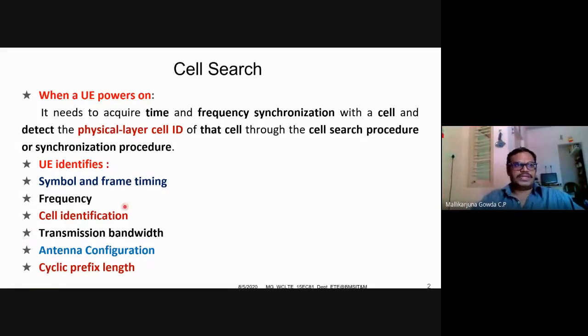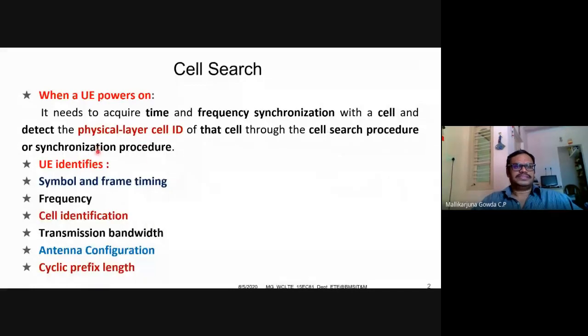As I said, as soon as you switch on your mobile phone, which we call the user equipment, it will acquire the time and frequency synchronization with the cell with which it is attached, and it also detects the physical layer cell ID of that cell, through a process called the cell search procedure, or synchronization procedure.